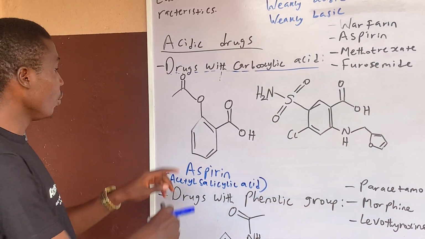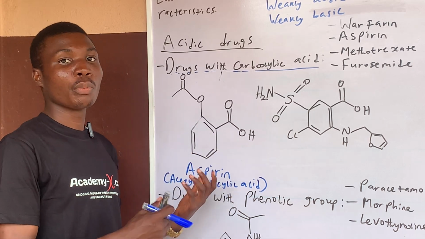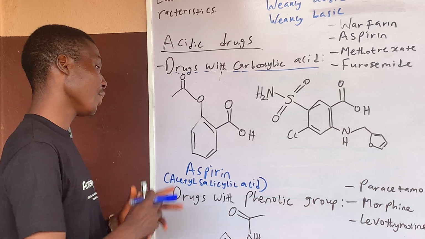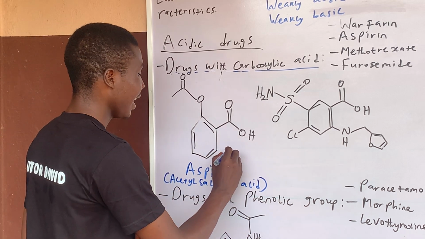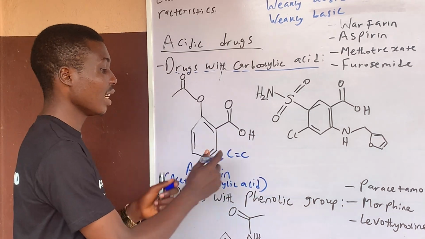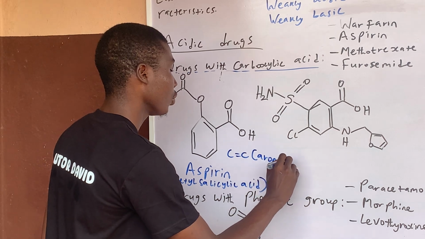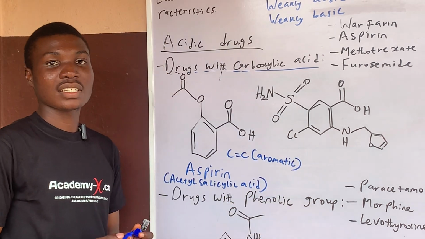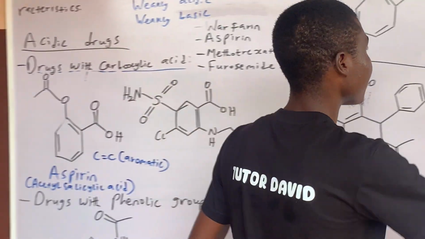So in aspirin, looking at the aromatic group here, we have carbon double bonded to carbon, that is C double bonded to C. But in this context, it is an aromatic bond. It's in an aromatic structure. So this is aromatic in nature. For example, let's look at this.